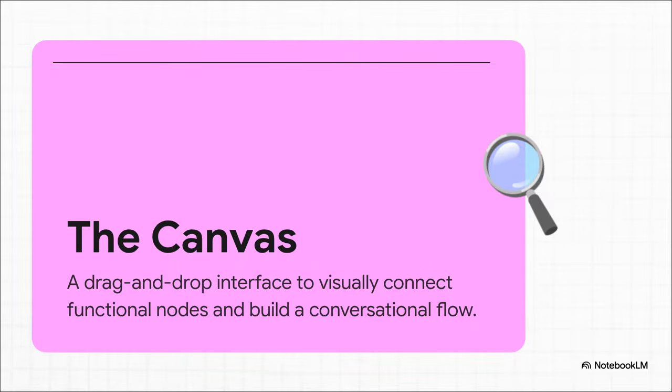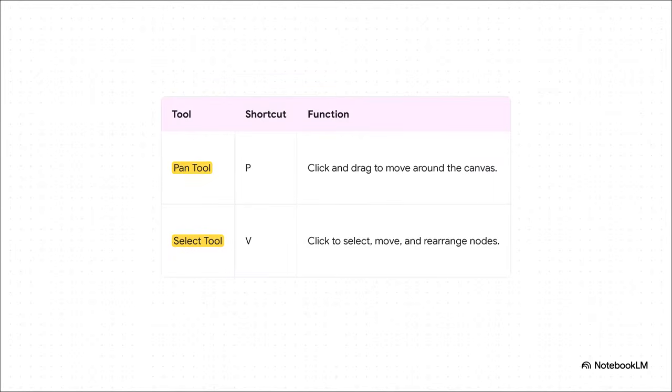So what is the canvas, really? Well, it's a space where every block, they call them nodes, represents a specific function. It could be making a decision, searching a document, using a tool, whatever. And you literally draw the lines between them to build out the agent's entire thought process. And getting around this big workspace is super easy. You've got 2 main tools down at the bottom. The Pan tool, shortcut P, lets you just click and drag to move around the canvas. And then you've got the Select tool, shortcut V, for grabbing your nodes, moving them around, rearranging things. Trust me, you'll be switching between those 2 all the time.